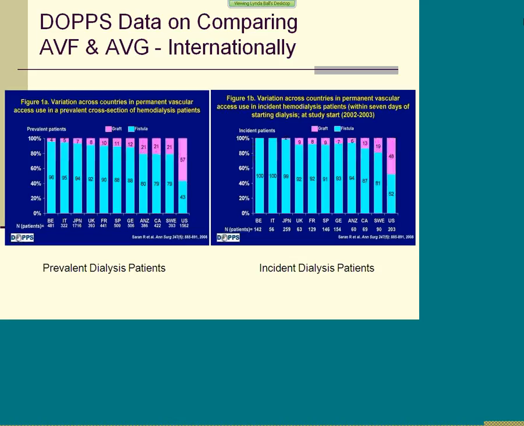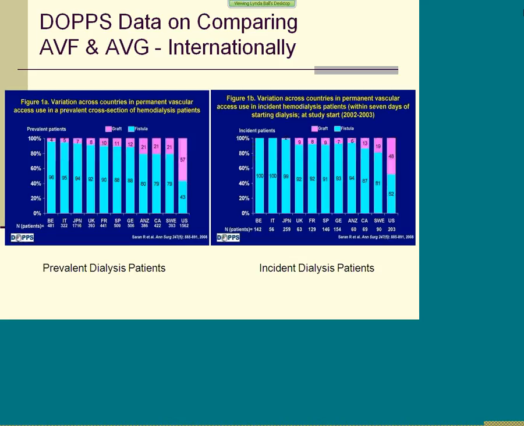They're looking at prevalent patients versus incident patients. Prevalent are the ones that are currently on dialysis. Incident, remember, are those that are new to dialysis in the year that we're looking at. And you can see this was written in 2008, and the United States, on the far right of each one of these graphs, has some of the lowest fistula rates.